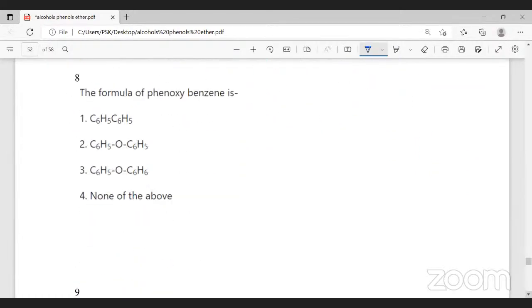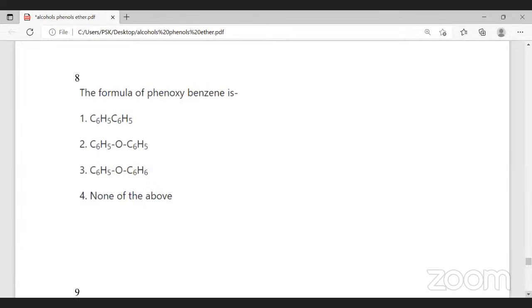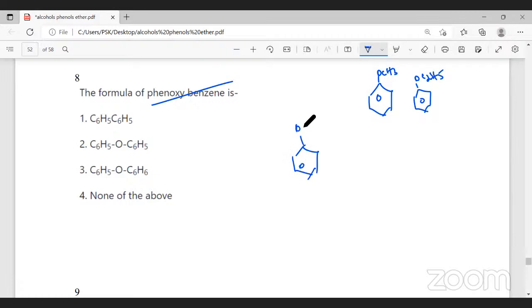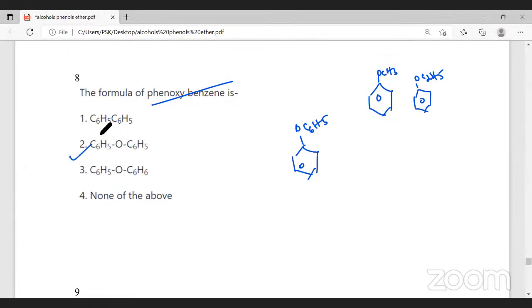What is the formula of phenoxybenzene? See, this is methoxybenzene, anisole. This is ethoxybenzene, phenetole, C2H5, which we learned. Here they're asking about phenoxybenzene. When you say phenoxybenzene, this is benzene, and if you have a phenyl group, C6H5, with an OC6H5 group, this is called phenoxybenzene. The answer for this is option 2, phenoxybenzene.